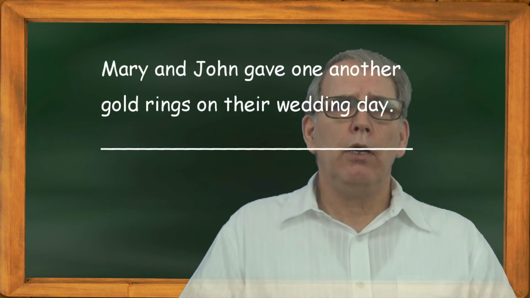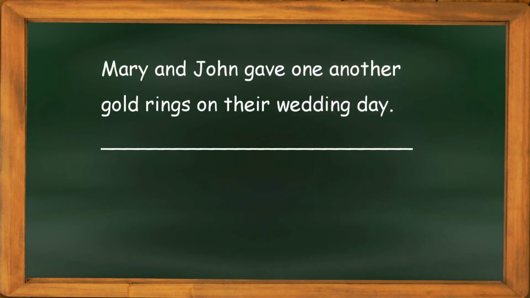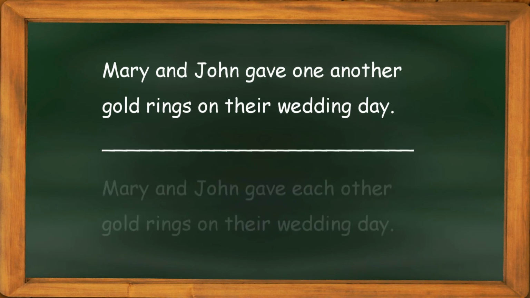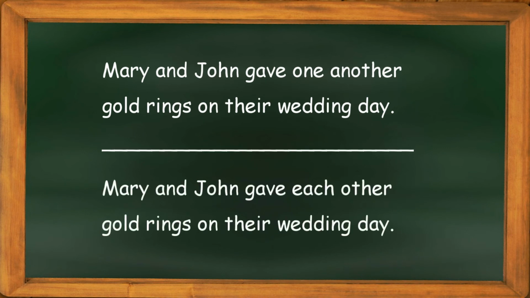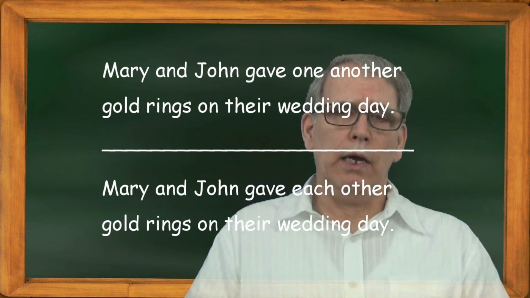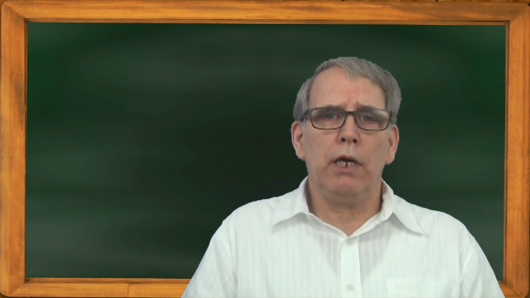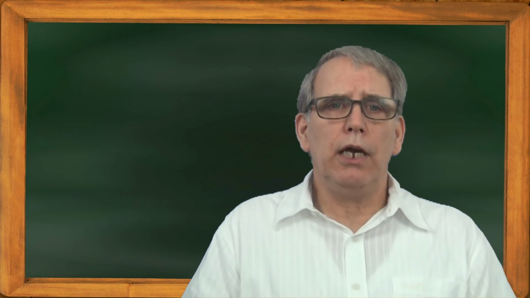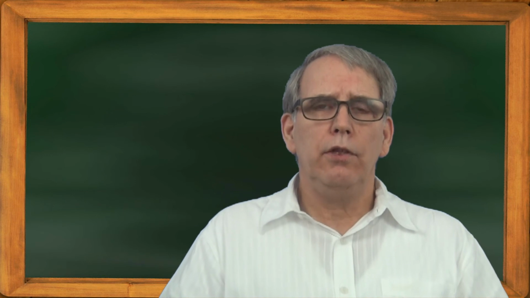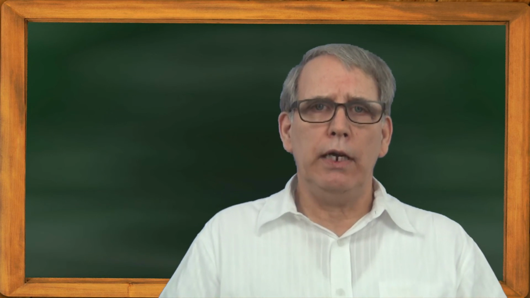For example, Mary and John gave one another gold rings on their wedding day. Mary and John gave each other gold rings on their wedding day. They both mean the same thing and they can be used interchangeably. So as you can see, these pronouns are really very easy to use.